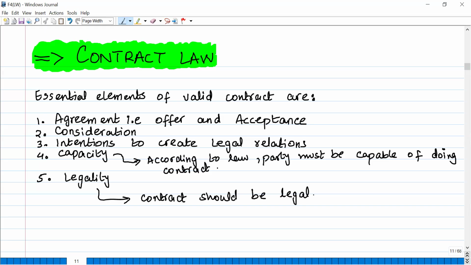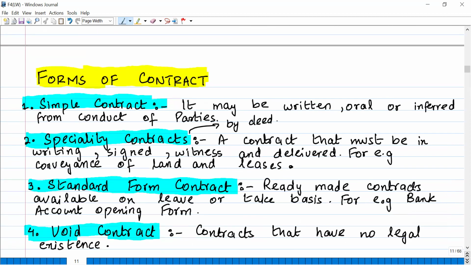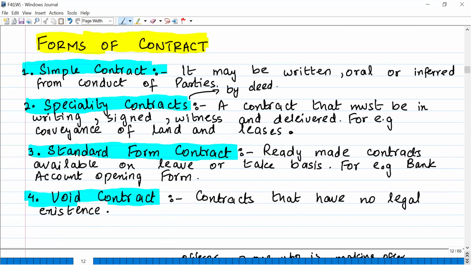Now let's discuss the elements one by one. Okay. Before that, first let's see different types of contract. There are different forms of the contract. The first one is a simple contract. It may be written, oral, or inferred from the conduct of the parties. A contract can be a written contract, an oral contract, or inferred from the conduct of the parties, which means that from the performance of the parties, you can see that there was a contract. We will talk about that as well when we move on in the chapter.